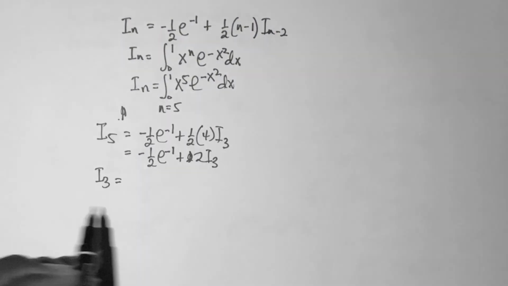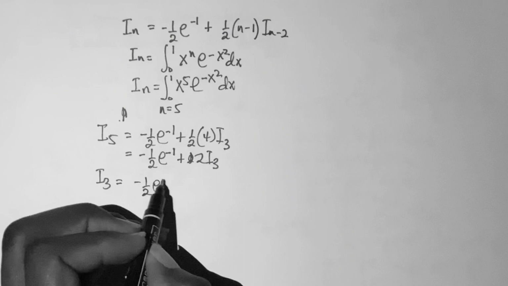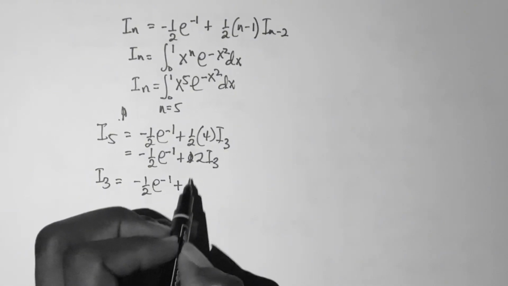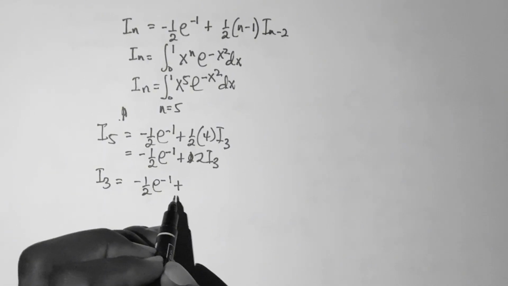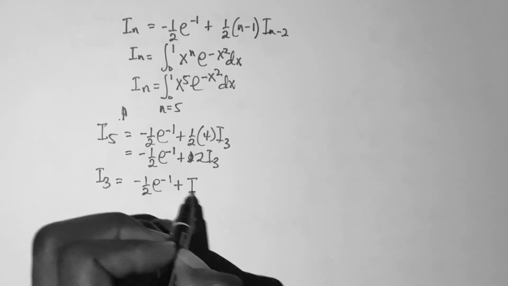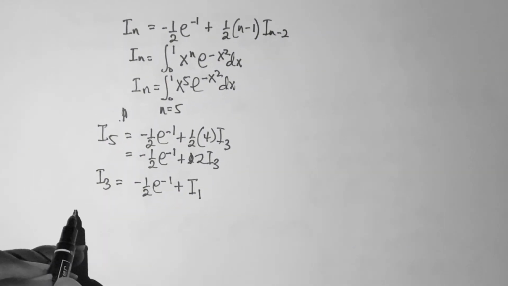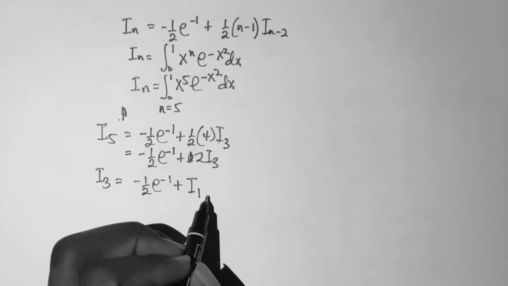Let's put it back in the same formula. I of 3 is equal to minus half of e to the power of minus 1, then plus half of (n minus 1). 3 minus 1 is 2. Half of 2 is 1. So I of n is I of 3, 3 minus 2 is 1. So I of 3 is minus half of e to the power of minus 1 plus I of 1.